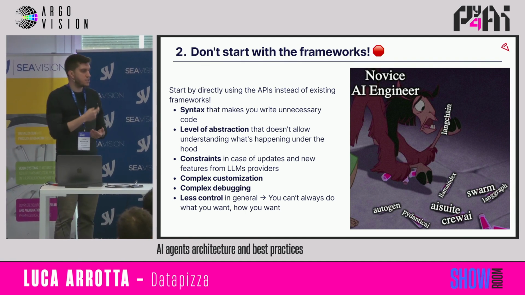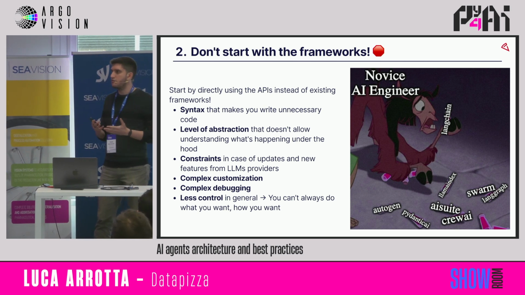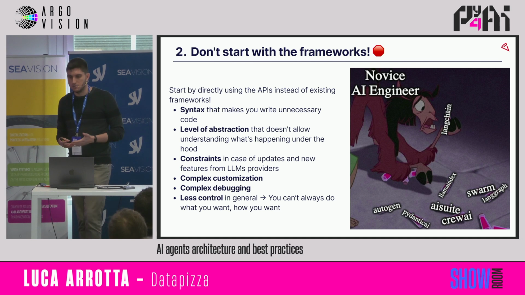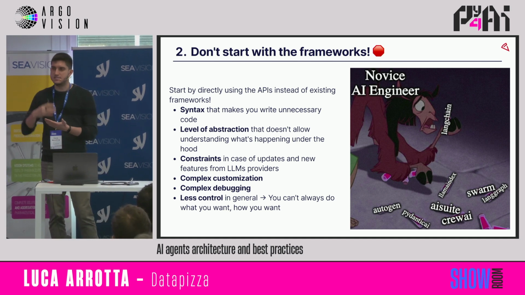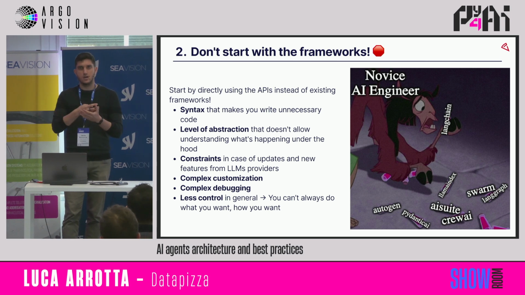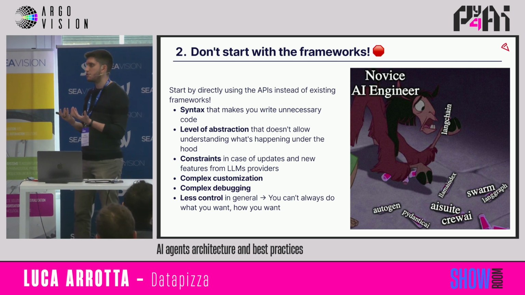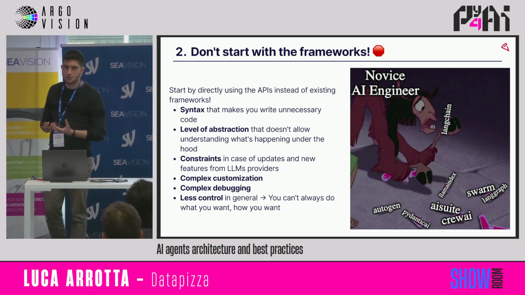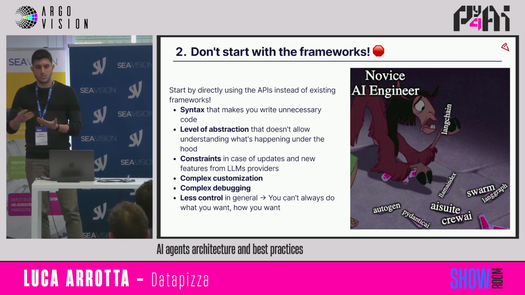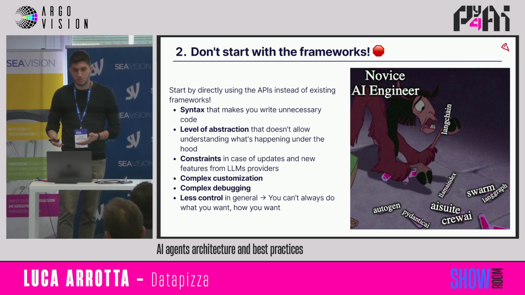And if you start using LangChain, these frameworks are OK for proof of concepts, and that's OK, but they add syntax, they add levels of abstraction that cover what happens under the hood, and so if you are a novice, you don't know what is happening under the hood, and you don't know how to solve the problem if you have bugs, for example, and so on.